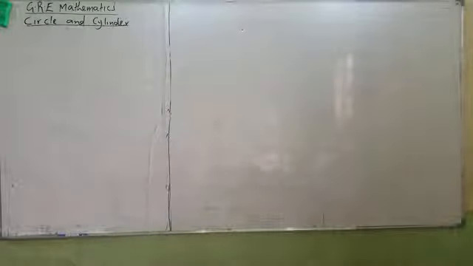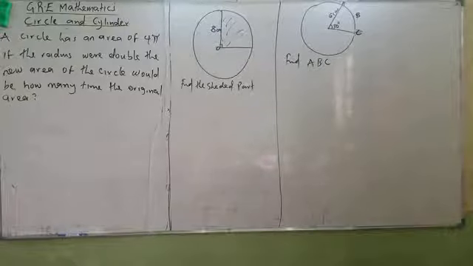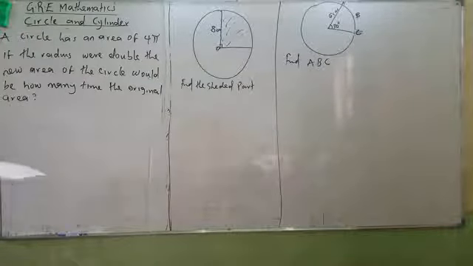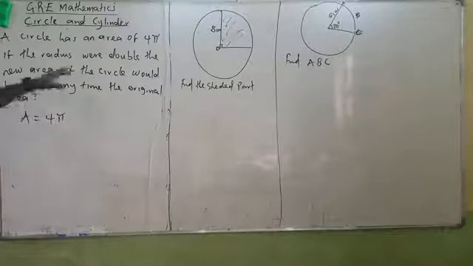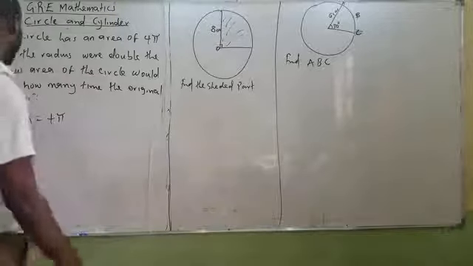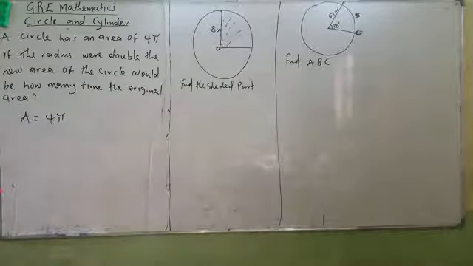Now, I have some problems here. Permit me to write them out. Okay, look at this question. I have a circle that has an area of 4 pi. It means the area equals 4 pi. If the radius were doubled, the new area of the circle would be how many times the original area?